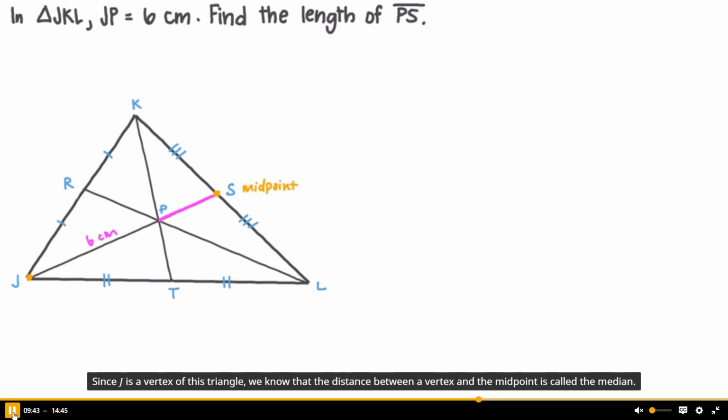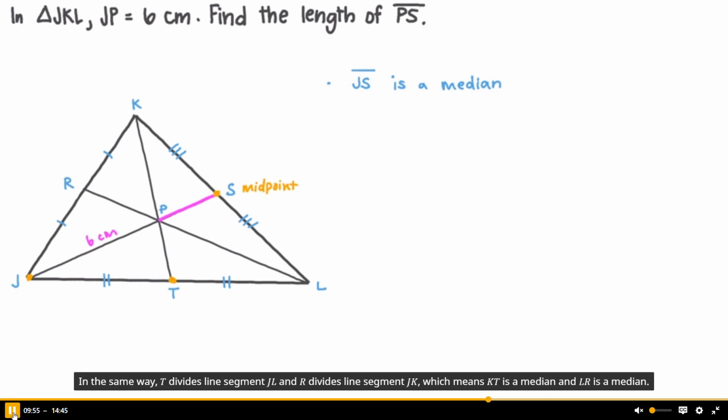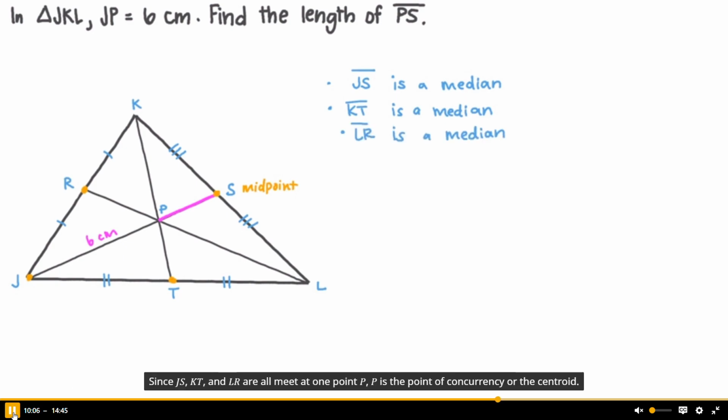Since J is the vertex of the triangle, we know that the segment between the vertex and the midpoint is called the median. And so we can say that JS is a median, and in the same way T divides the segment JL and R divides the line segment JK, which means KT is a median and LR is a median. Since JS, KT and LR all meet at one point, which is the point of concurrency, we can call it the centroid.